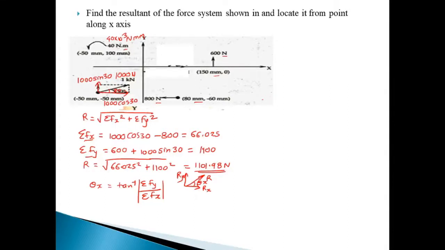That's why we can ignore the sign of the summation Fx and summation Fy. So this way we can find out theta x by substituting the values. Substituting summation Fy is equal to 1100, and summation Fx is 66.025, we get theta x is equal to 86.56.